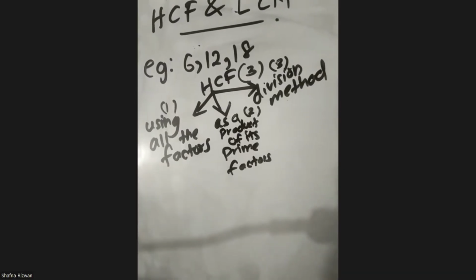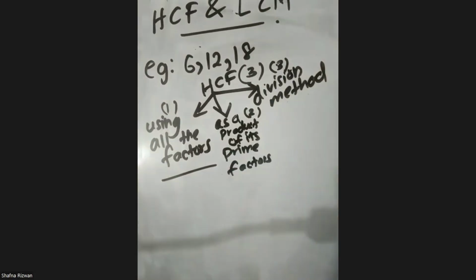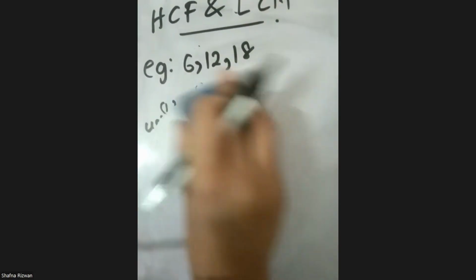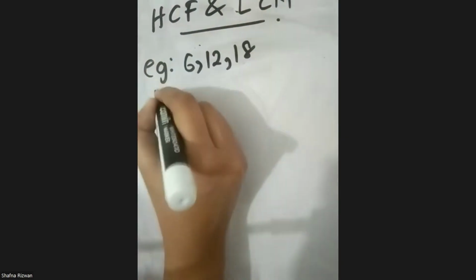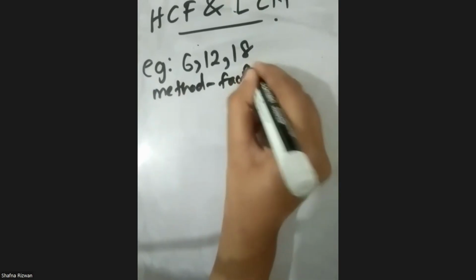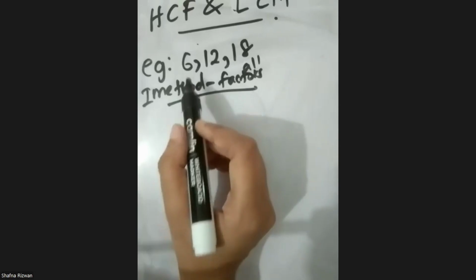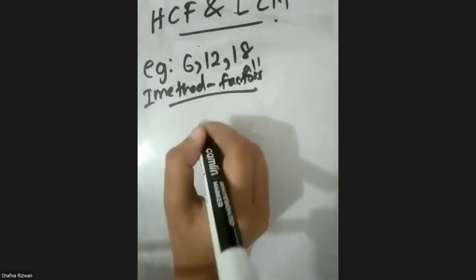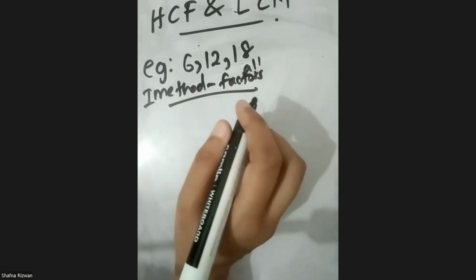Now let's find HCF by using all the factors. That is your method 1. I have already given you 6, 12 and 18 as your example. Now what we are going to do is find the factors. You all know how to do that.